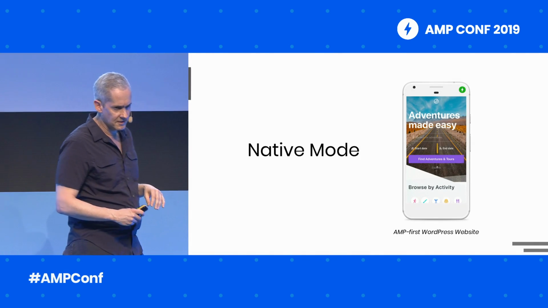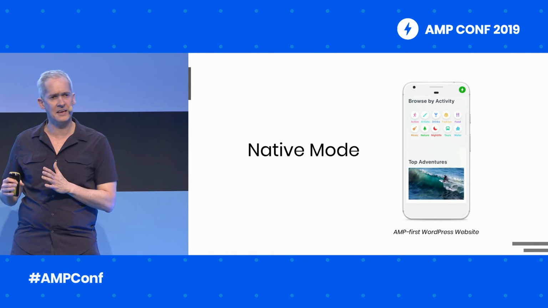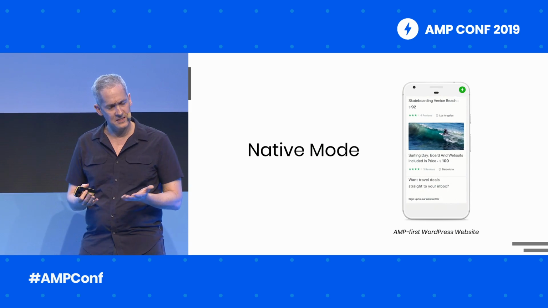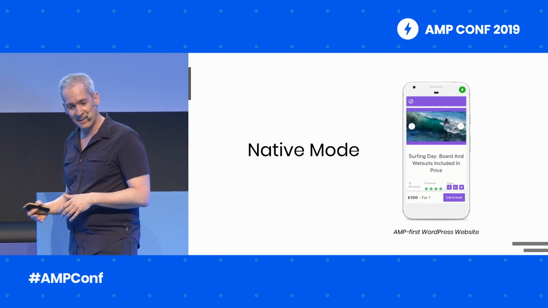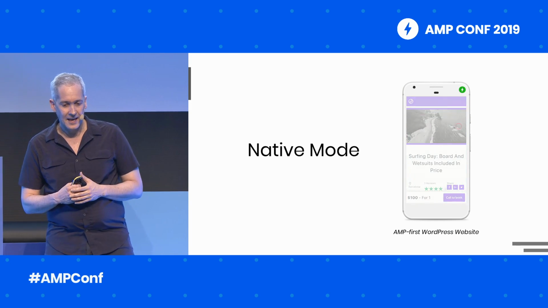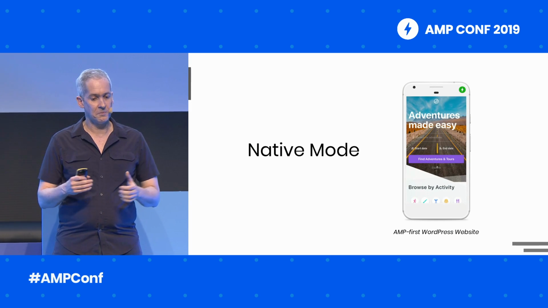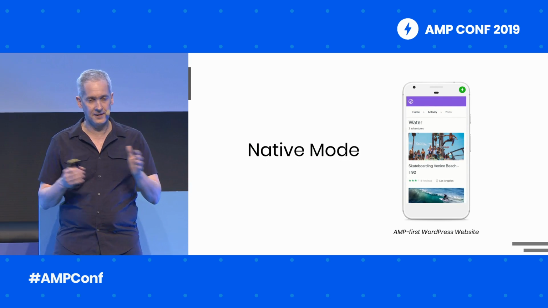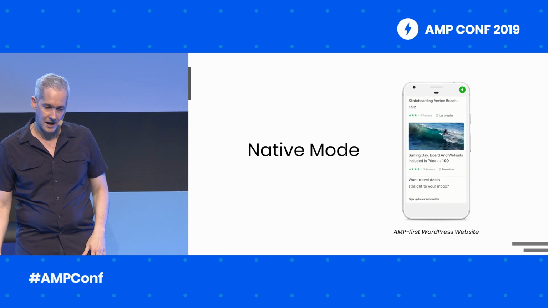In native mode, the AMP plugin effectively makes AMP the framework of your WordPress site. It reuses the underlying theme, templates and styles of your site, and renders only AMP responses. That means that your site is AMP first, and the canonical URL is also your AMP URL.